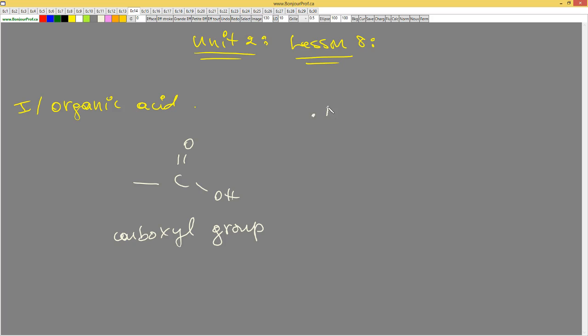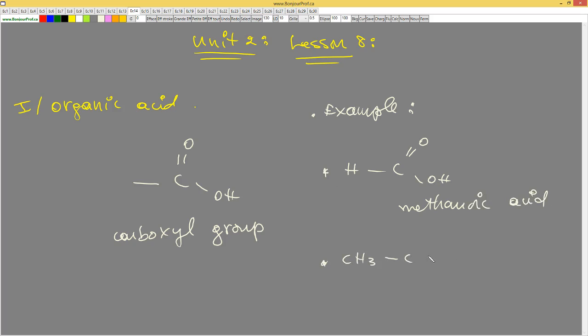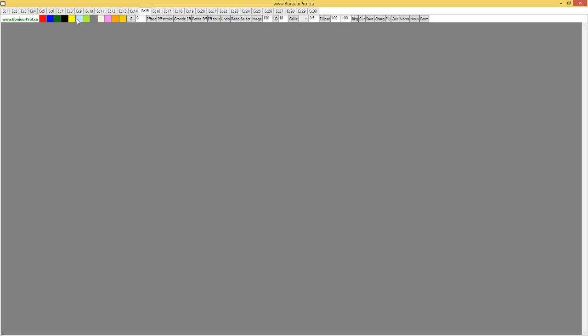For example, I can have this one, HCOOH. This one is methanoic acid. We're going to know how we name them. I can have another one, CH3COOH. This one is an acid. Why? Because it has the carboxyl group. What do we call this one? Because I have two carbons, it will be ethanoic acid.